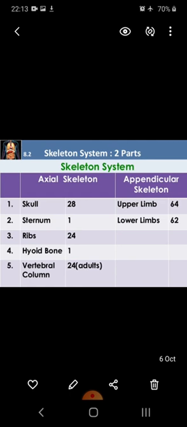In the axial skeleton, we have 28 bones in the skull, 1 sternum, 24 ribs, 1 hyoid bone, and 24 vertebral column bones in an adult. In the appendicular skeleton, there are 64 bones in the upper limb and 62 in the lower limb.